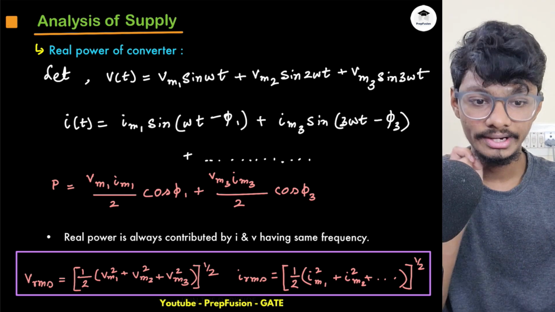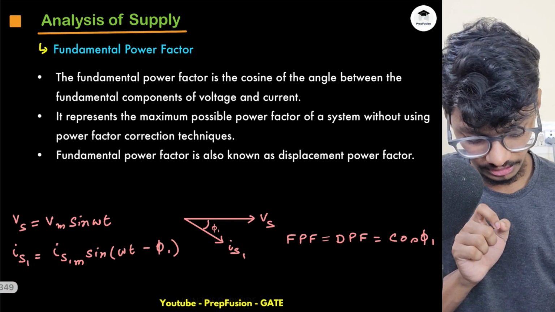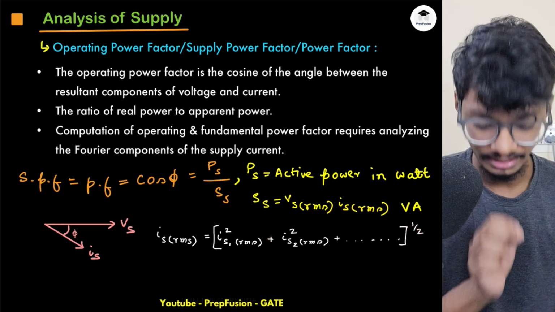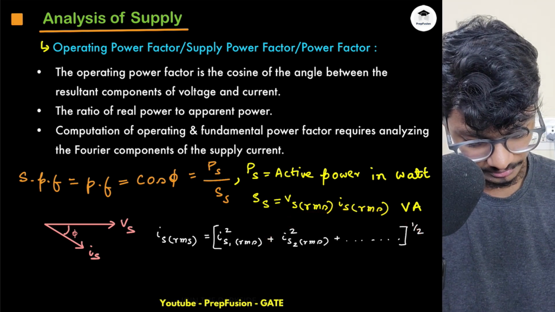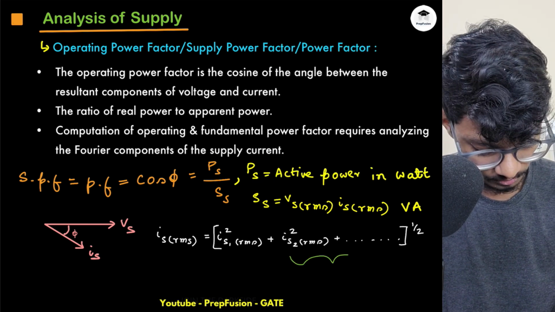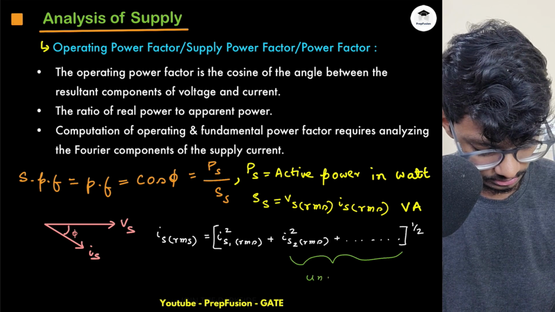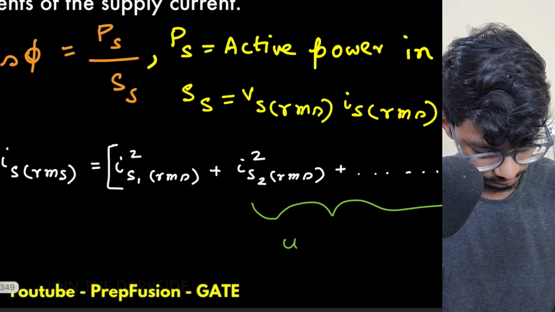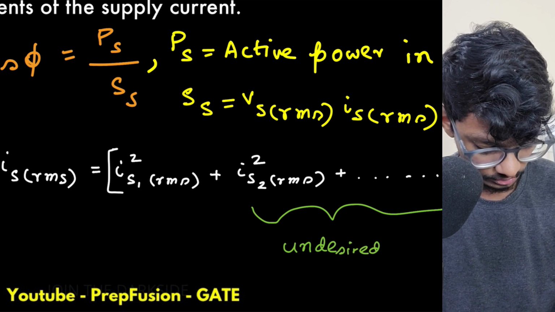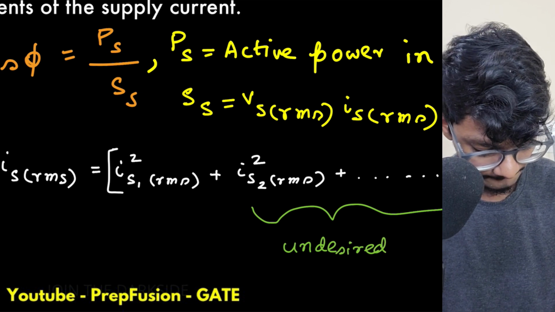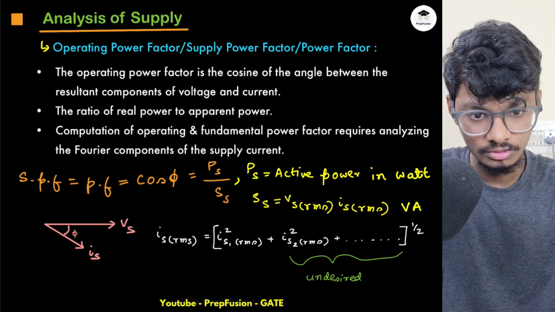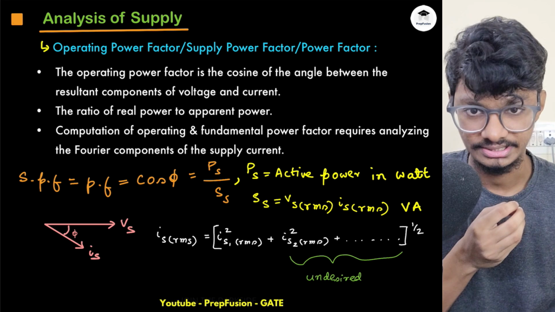Okay, so let's go to a new term, that is distortion factor. I have already told you that these IS2 RMS and all these are undesired for us. Why? Because they don't contribute to any active power. So these are undesired. As these are undesired, there must be a factor that can compute what amount of power is undesired.